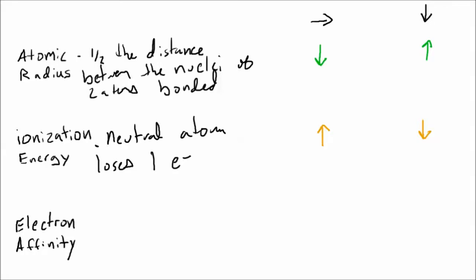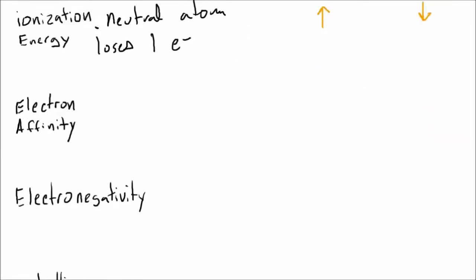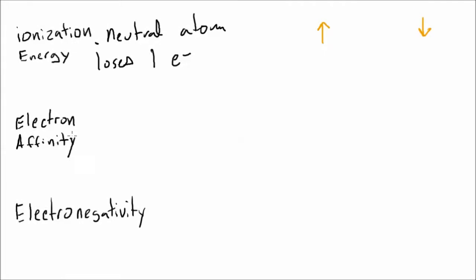Okay. So the next property, as you can see down there at the bottom of the screen, is electron affinity. And this electron affinity is the energy change that happens when a neutral atom gains an electron. So let me just grab my pen here. So this is the energy change that happens when a neutral atom gains one electron.